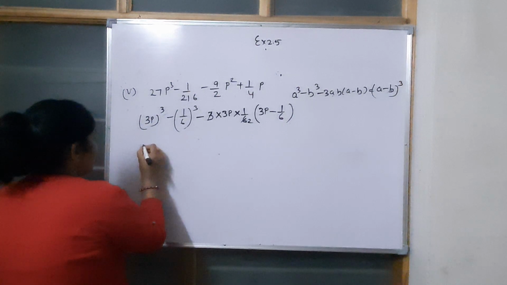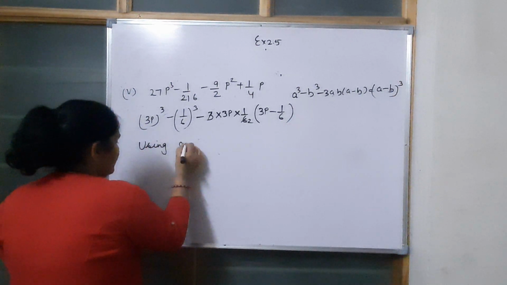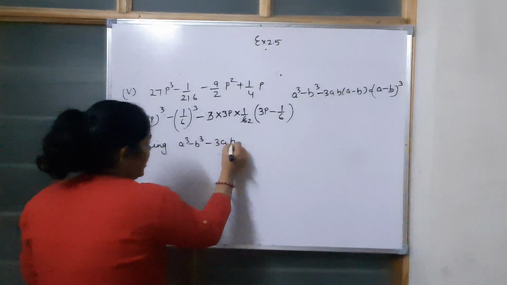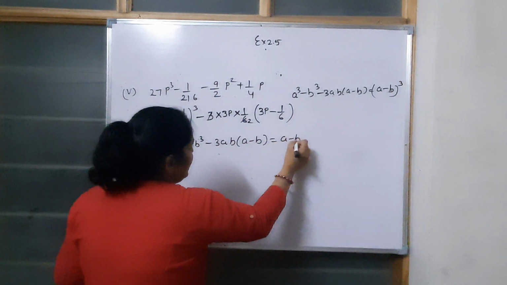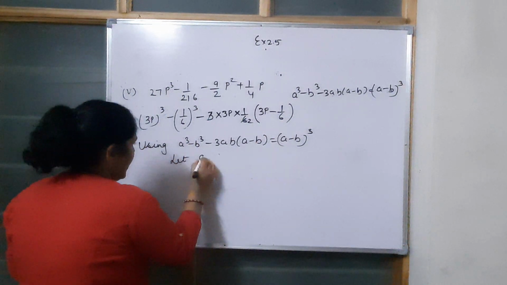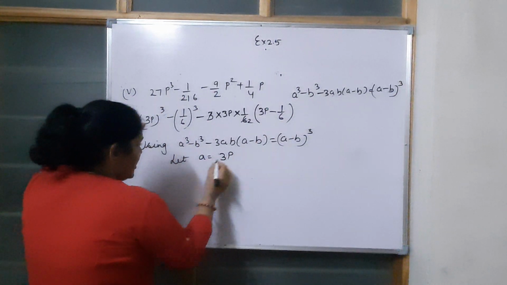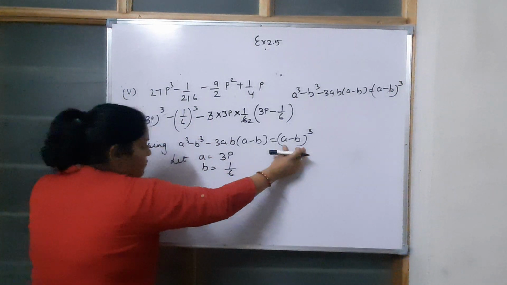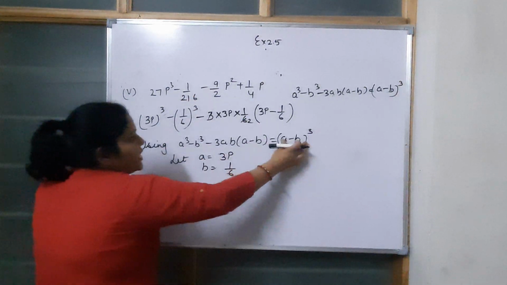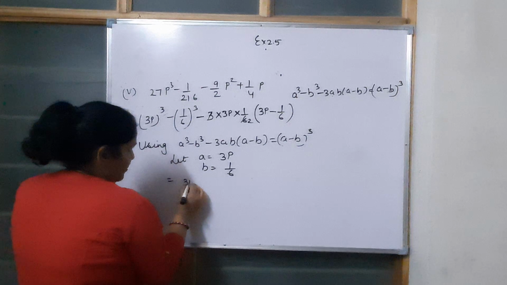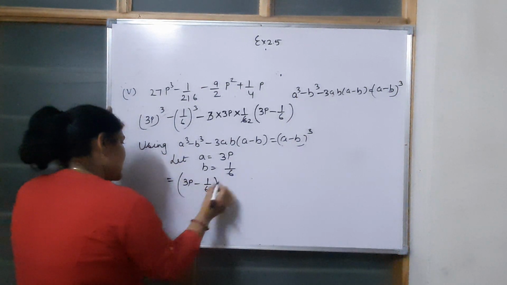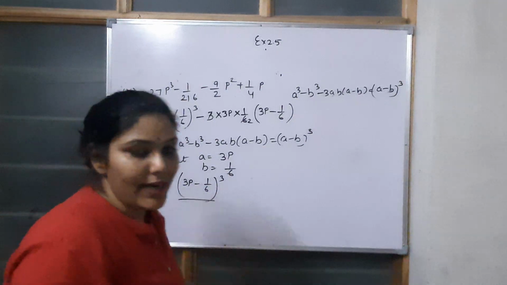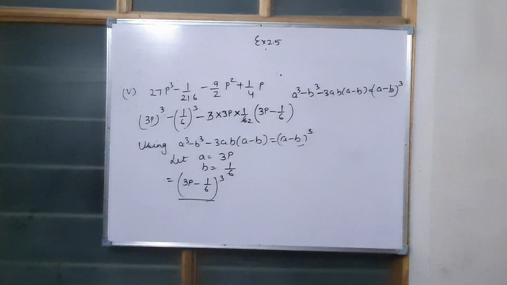So, which identity are we using? Using a cube minus b cube minus 3ab, a minus b is equal to a minus b whole cube. So, in place of a, we have to put 3p, and in place of b, we have to write 1 upon 6. So, factorize. This is the form given to us, and we need to write it in factorized form. So, this is 3p minus 1 upon 6 whole cube. So, this is the answer. Alright. I hope everybody understood the question. I want everyone to try these questions again and do your homework. Alright. So, that's it for today. Thank you so much.